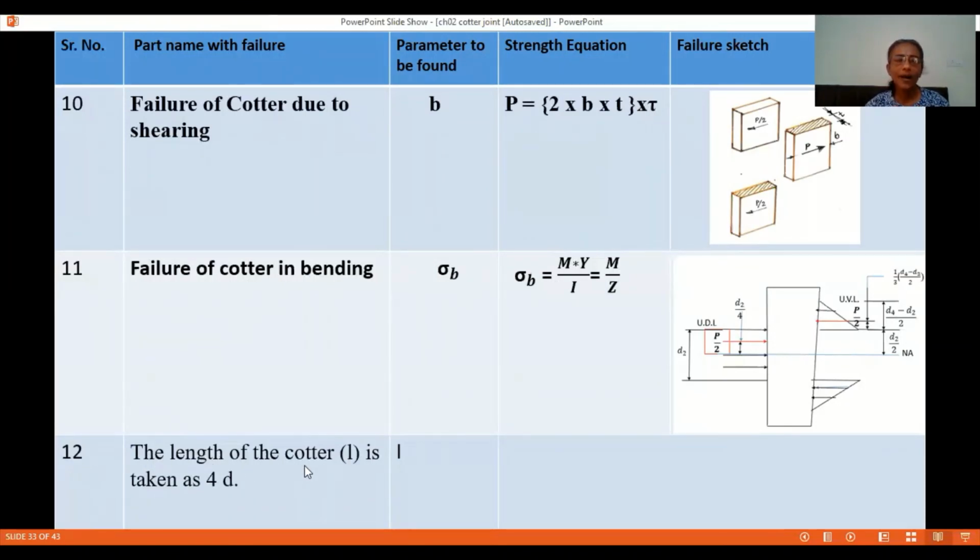12th step is to find the length of the cotter. Length of the cotter over here, L is equal to 4 times the diameter, which is very simple, correct? And with that, we have completed the design procedure of cotter joint. So in all, it is having 12 steps.